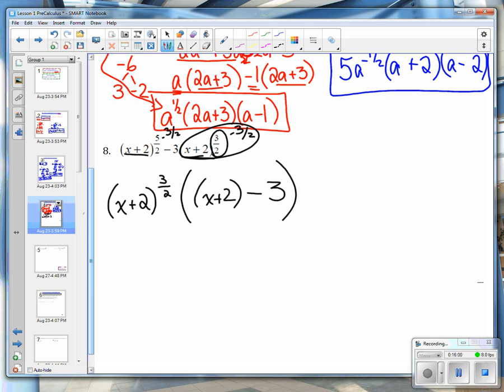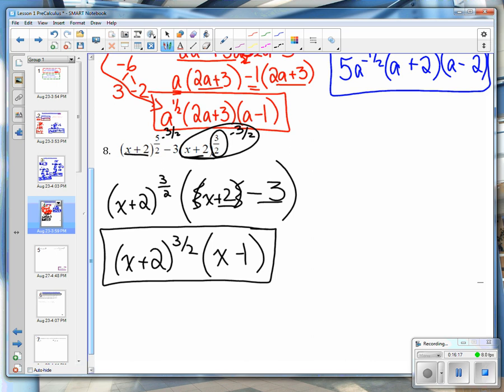And then obviously here, guys, we can simplify. We don't really need these brackets anymore. So I've got my x plus 2 to the power of 3 over 2 times 2 and negative 3. That's going to become x minus 1. And that would be, again, just our fully factored form.